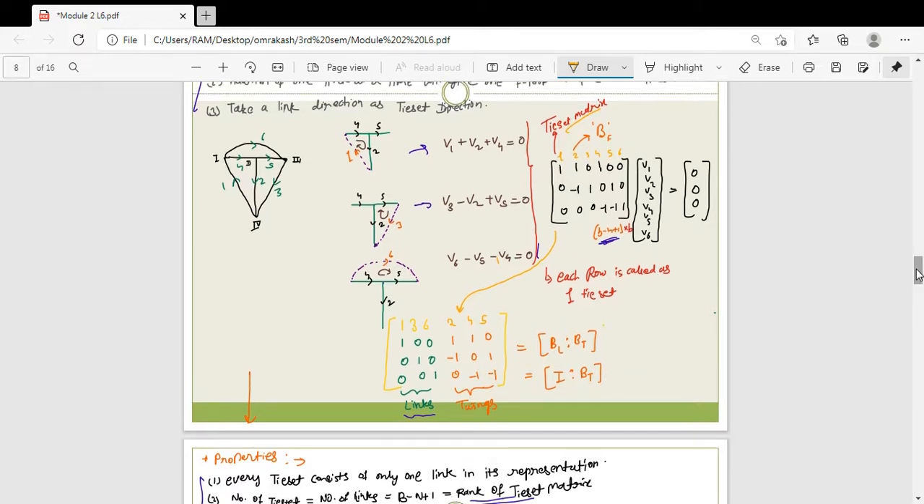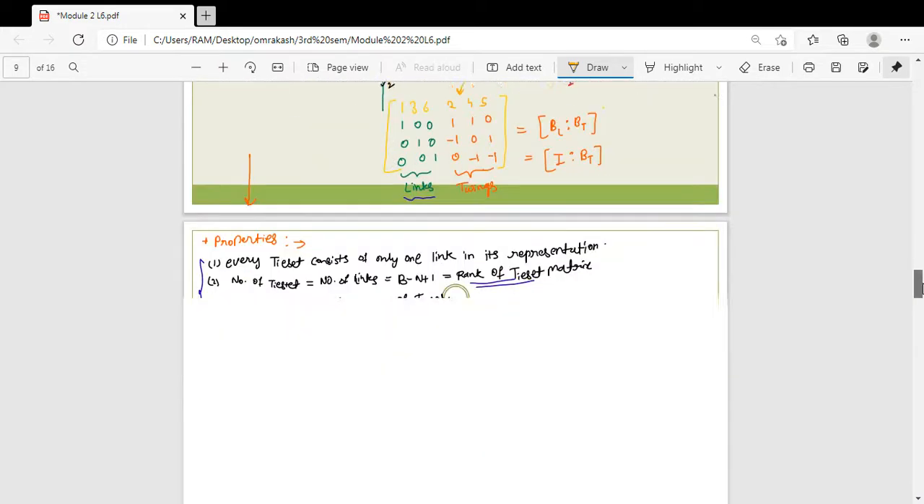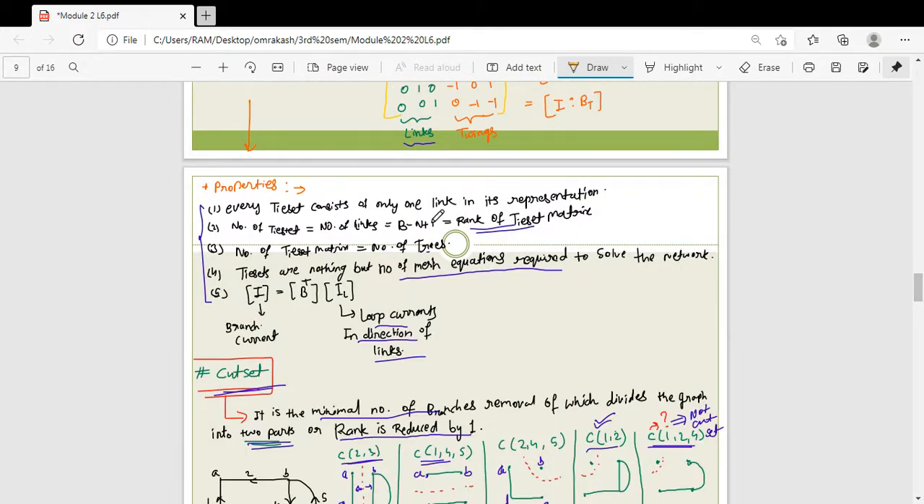The property of this tie-set matrix is that every tie-set consists of one link in its representation. The number of tie-sets, the number of links, is nothing but b minus n plus 1. It is also called the rank of the tie-set matrix. The number of tie-sets is also the number of meshes, the number of mesh equations required to solve the network. So this is your branch current, and this is B transpose into I_L, the loop current directed along the link. So this is a property of the tie-set matrix.